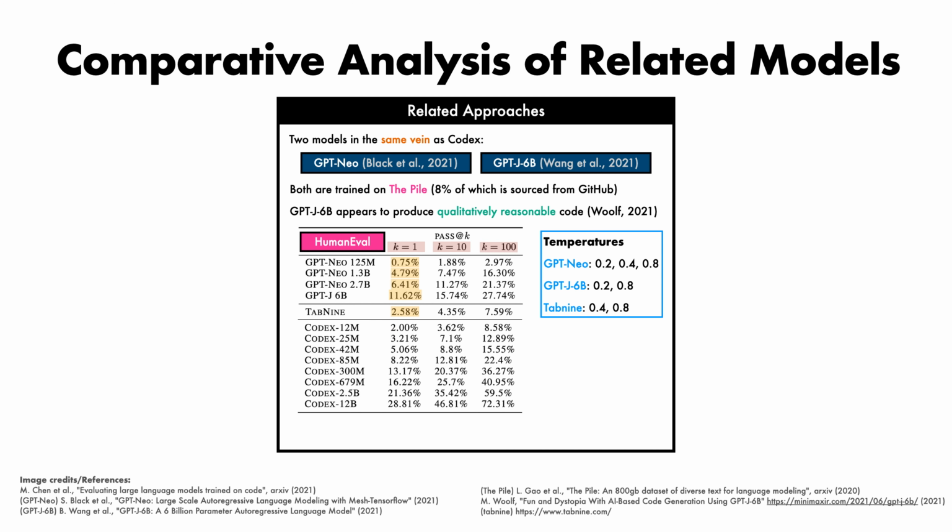We can then look at the performance of Codex models ranging in size from 12 million to 12 billion parameters. Here we observe that Tabnine performs similarly to the smallest Codex 12 million parameter model, while GPT-J-6B performs comparably to the Codex 300 million model, which has approximately 20 times fewer parameters. Perhaps most significantly, we also see that the largest Codex 12 billion parameter model goes considerably beyond the performance of prior models.